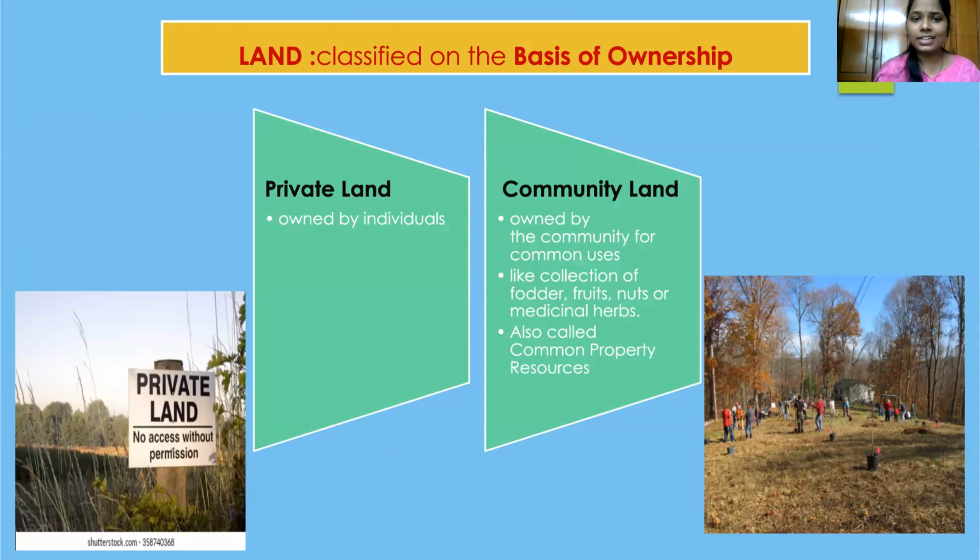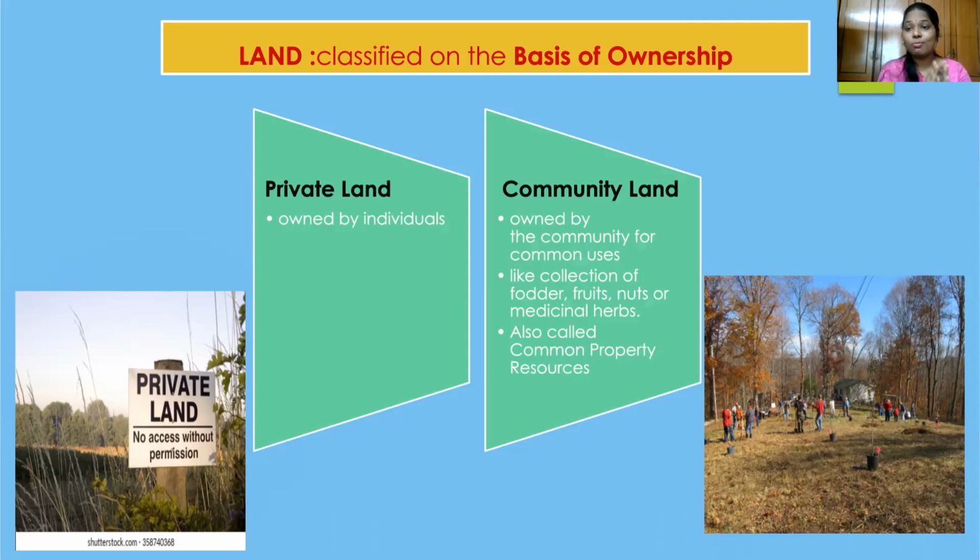So what is private land? That is the land which is owned by an individual. Like I have owned that land and I have the authority to do anything on that land, or I may need some permission, but it is my land. No one can enter that area without my permission, right?